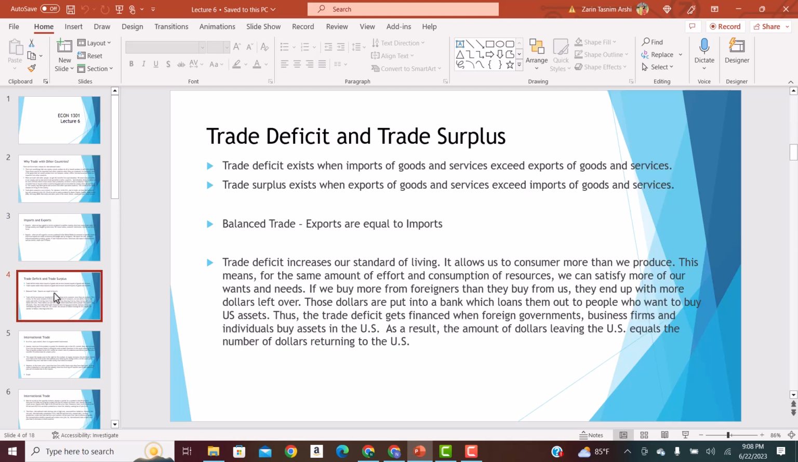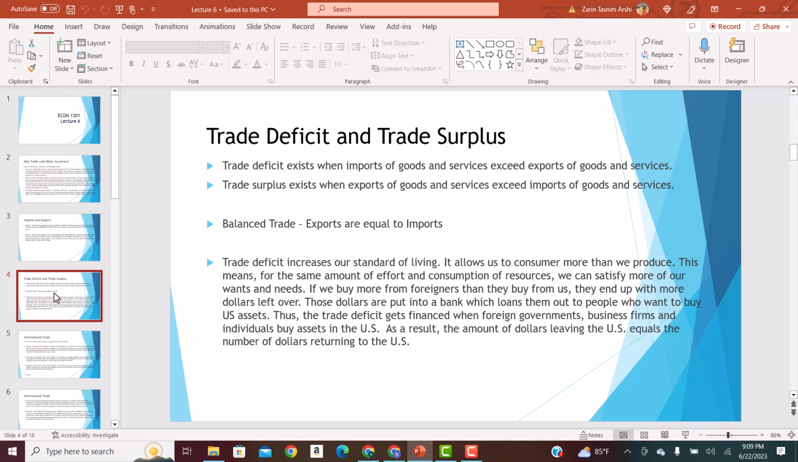So imports and exports ultimately lead us to the concept of trade deficit and trade surplus. Trade deficit happens when we are importing more than our exports. So when imports are greater than exports of a country, then the country is said to have a trade deficit. Basically, we are buying more from the foreign country than we are selling to the foreign country. So the amount of purchase from foreign country is greater than the amount of selling to the foreign country. When that happens, we experience trade deficits. Imports are greater than exports.